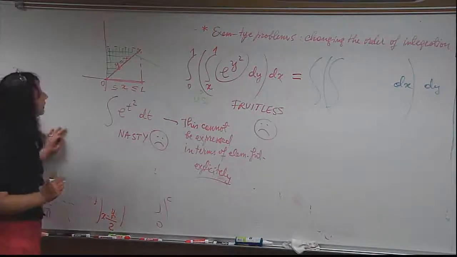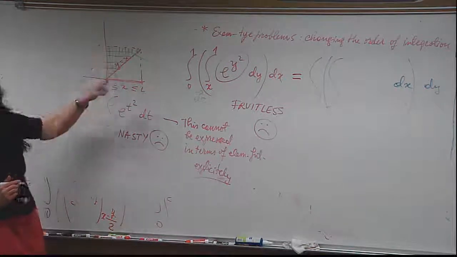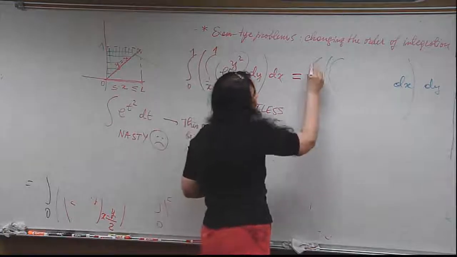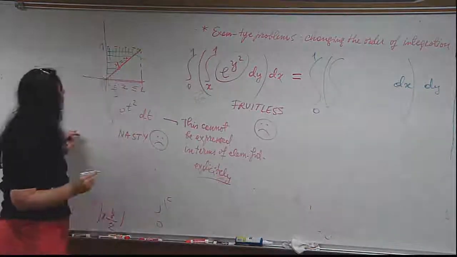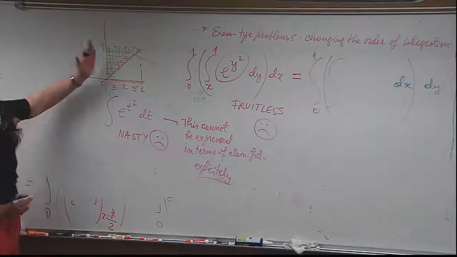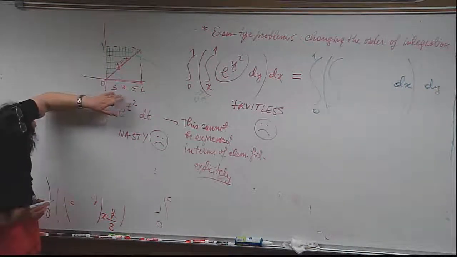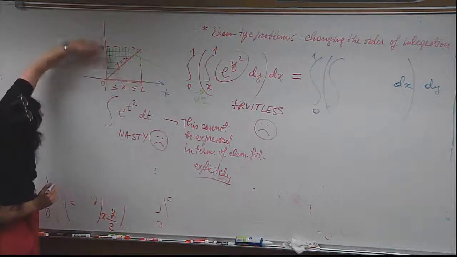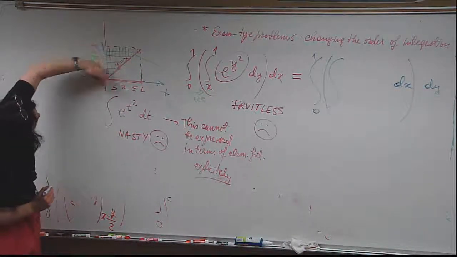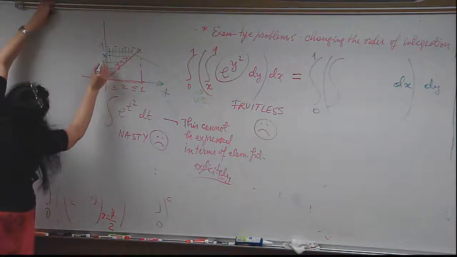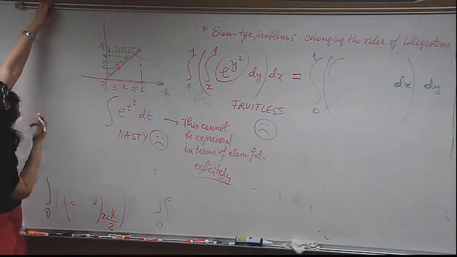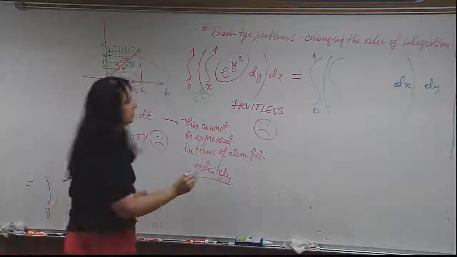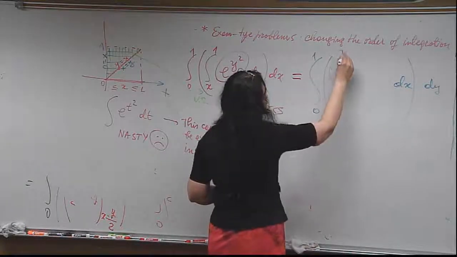If y is between what and what? It's a square, so this is the same as 0 to 1, right? But how about Mr. X? X is between the sea level, which is x equals 0, and x equals y. So from x equals 0 to x equals y.